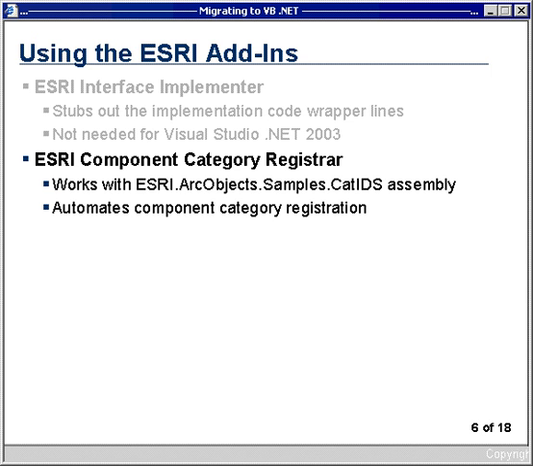The Component Category Registrar add-in for .NET and ArcObjects is comparable to the Component Category Registration add-in for Visual Basic 6. This automates the process for registering with component categories. And you'll find that something new is available with .NET.